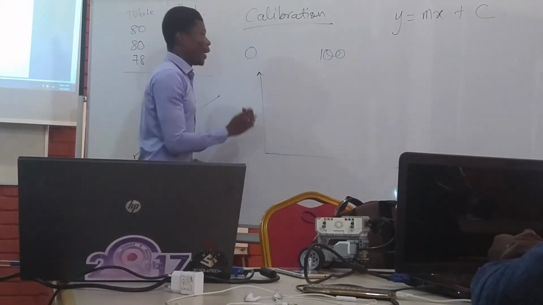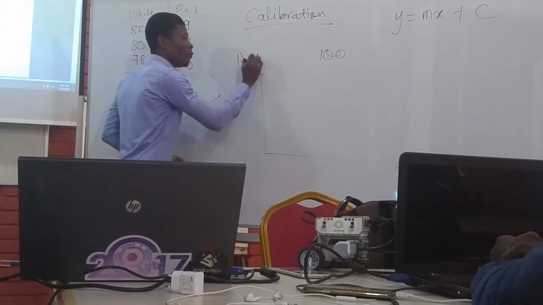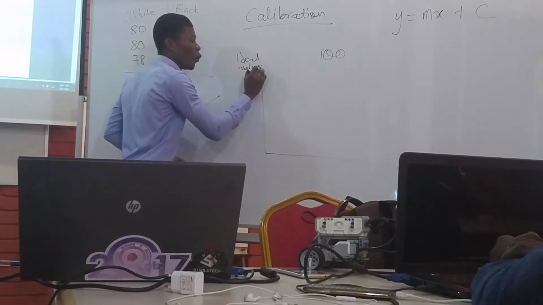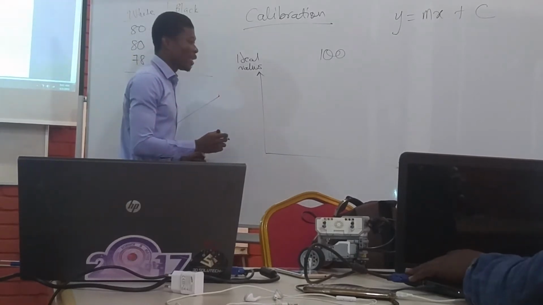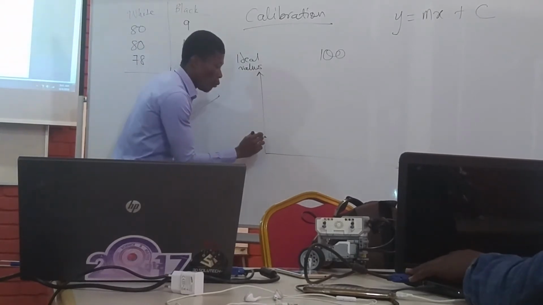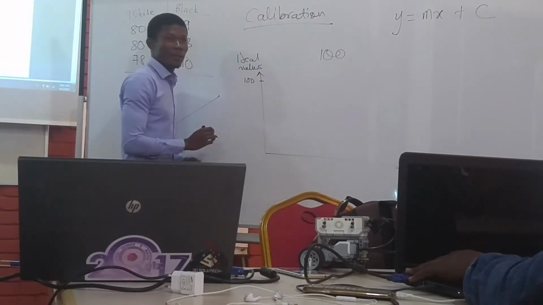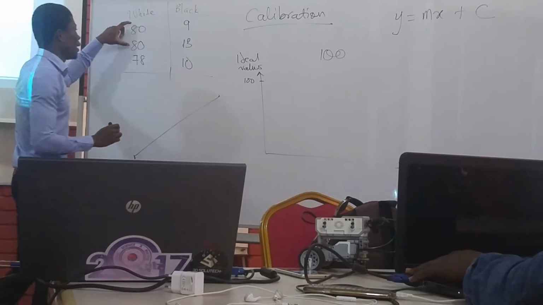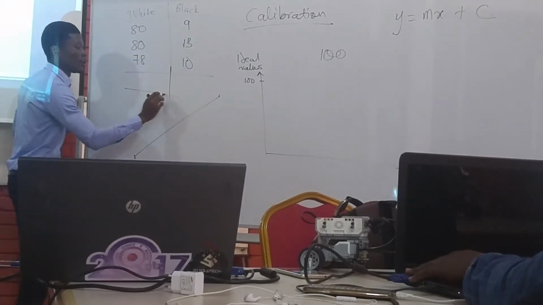However, if I take this to be my light sensor axis, and I take this to be my ideal values, or what I expect, then I can say that for my expectation of 100, when I measured, what did I get? Let's take the average of these three numbers. What do we get for the average?